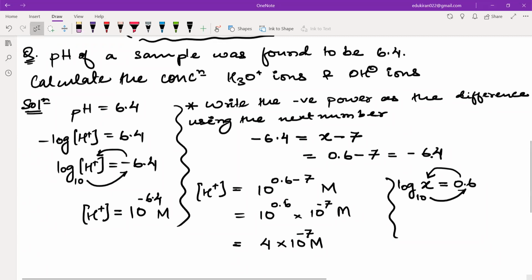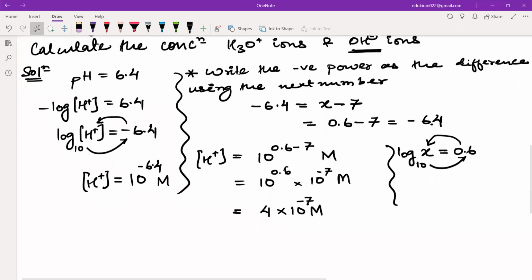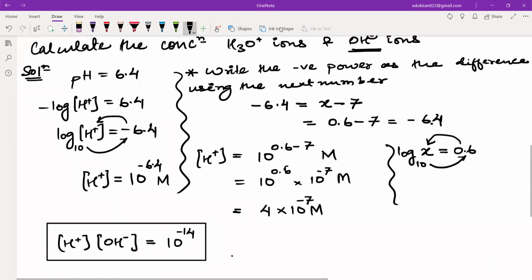Right. Now what we have to find? We have to find the concentration of OH negative ions. So whenever you have to find the concentration of OH negative ions, we know that H plus ions into OH negative ions is equal to how much, guys? Tell me. This is KW, na? 10 to the power minus 14. Please remember this. You guys don't remember this? Okay, so please remember this.